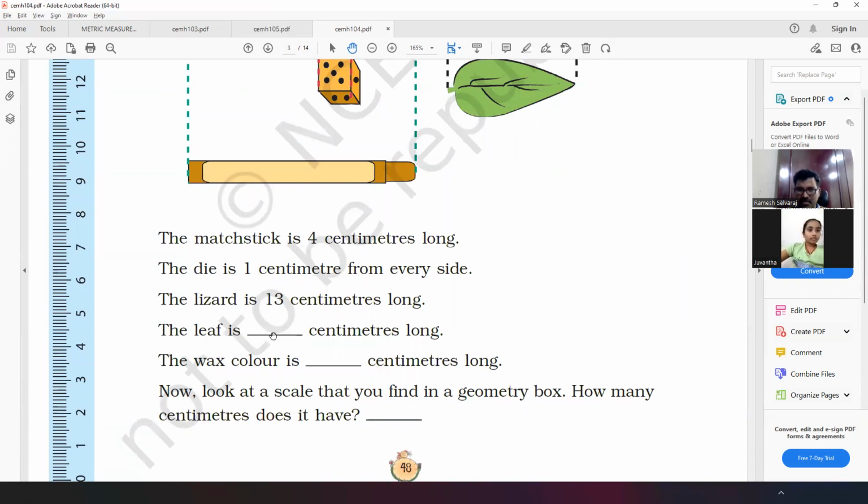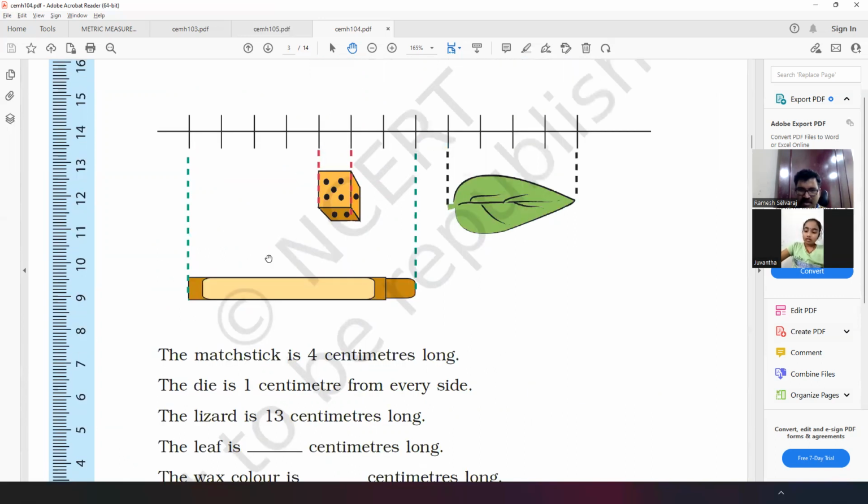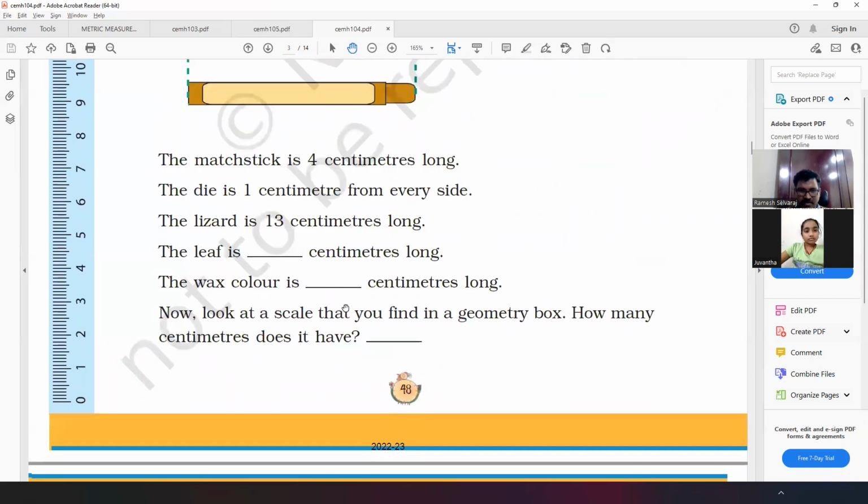Leaf is how many centimeter? 4 centimeters long. And wax color is, I think, 7 centimeter. 0, 1, 2, 3, 4, 5, 6, 7. 7 centimeters long. So this is 7 centimeters long.